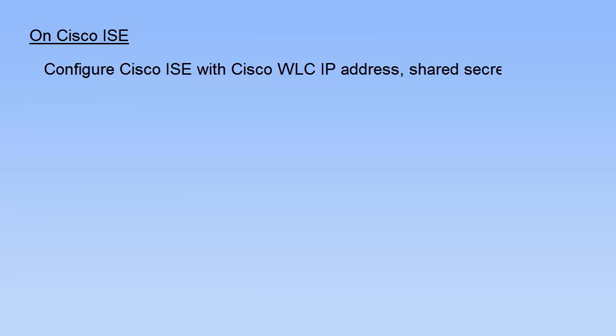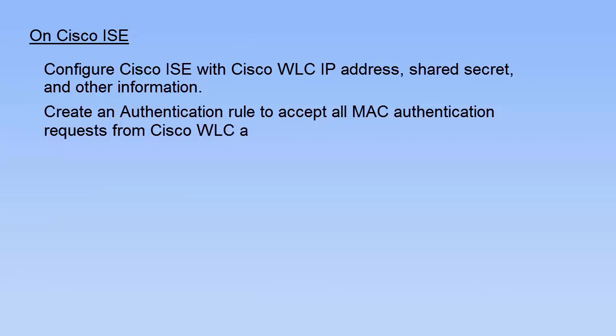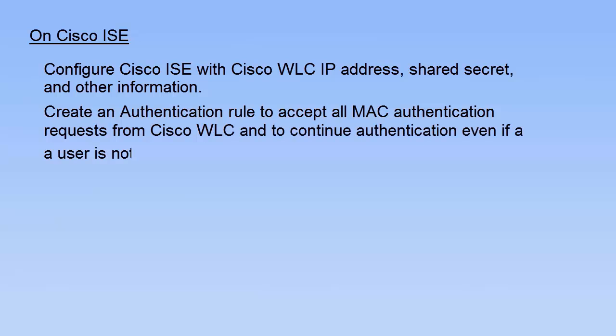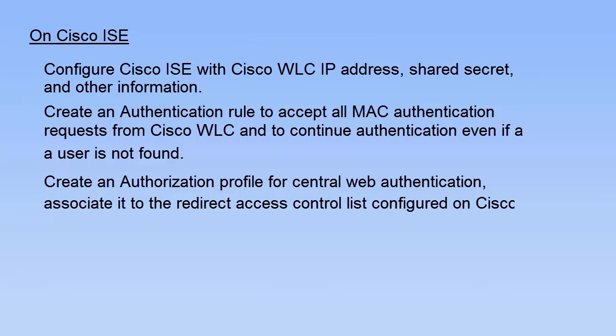Then Cisco ISE is configured. Configure Cisco ISE with Cisco WLC IP address, shared secret, and other information. Create an authentication rule to accept all MAC authentication requests from Cisco WLC and to continue authentication even if a user is not found. Create an authorization profile for Central Web Authentication and associate it to the Redirect Access Control list configured on Cisco WLC.